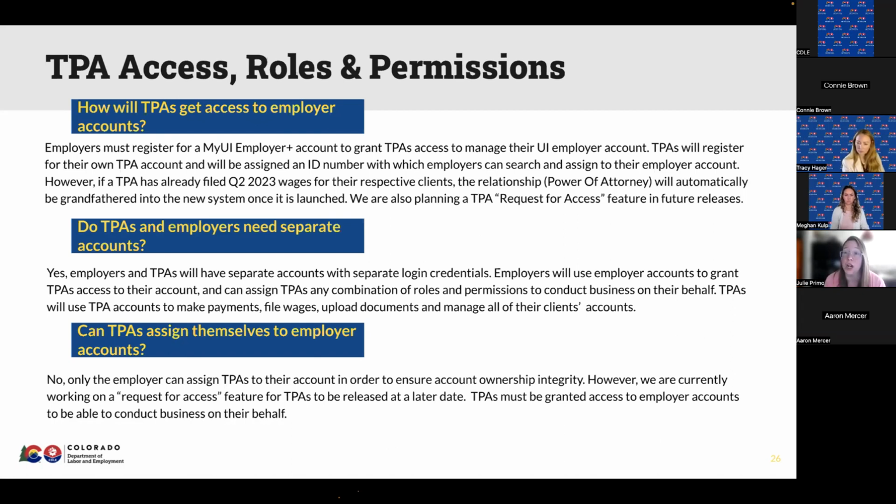In the future, and if there was any change in Q3, employers, after they register and they activate their MyUI Employer Plus account, they will grant access to the TPA. And that's through that same screen that I showed earlier, where you just type in the TPA ID number and it asks you exactly what access you want to give, and then you're done. The TPA will have access to your account. Let's see, did I miss any part of these? And then we're also planning a TPA request for access feature, so the TPAs can initiate that in the future.